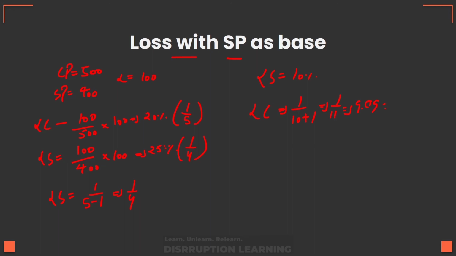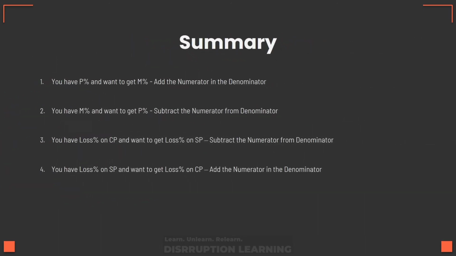I have created a summary because it sometimes gets confusing when you need to add the numerator and when you need to subtract the numerator. So let's take a look at the summary. Okay. Now, when you have P% and you want to get M%, so you have profit percentage but you want to get margin percentage, you just simply add the numerator in the new denominator. Okay. Now, if you have margin percentage and want to get profit percentage, you need to do the reverse. You need to subtract the numerator from the denominator.